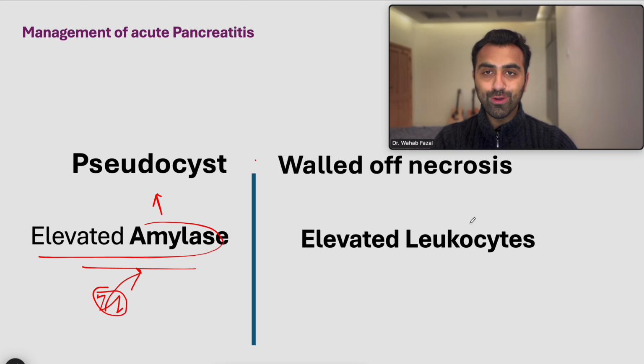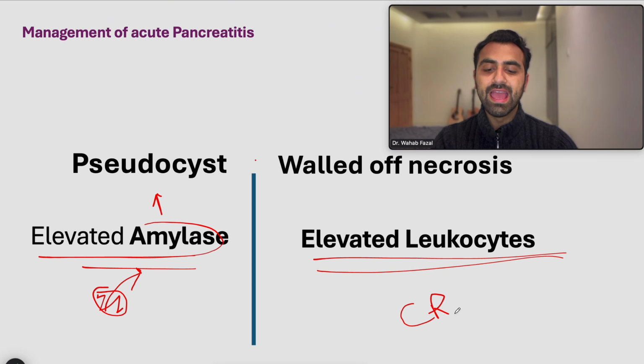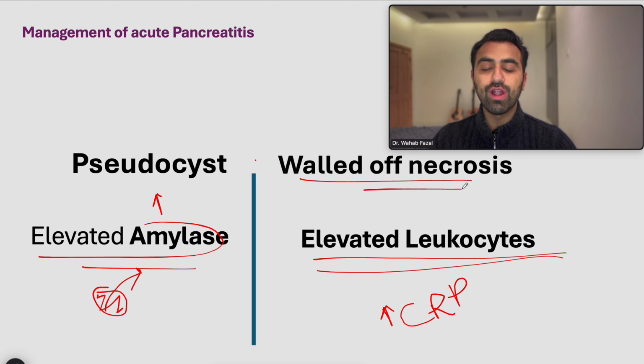For walled-off necrosis, you will have high leukocytes, high CRP basically, and fever-like symptoms because there is necrosis happening that is walled off, this abscess-like. Remember, walled-off necrosis was previously called pancreatic abscess. So elevated levels of CRP and elevated levels of leukocytes are particular for walled-off necrosis.